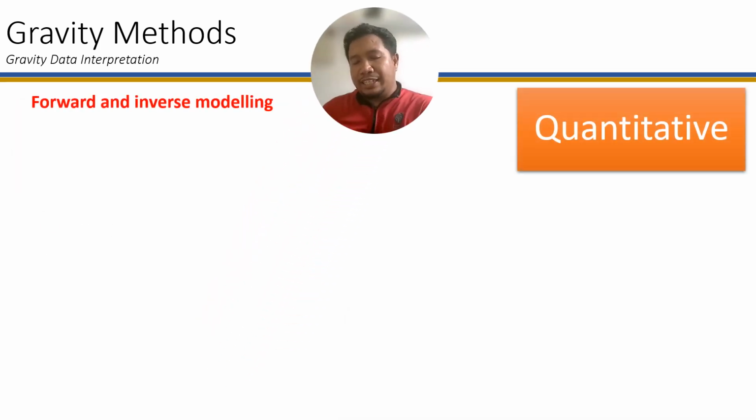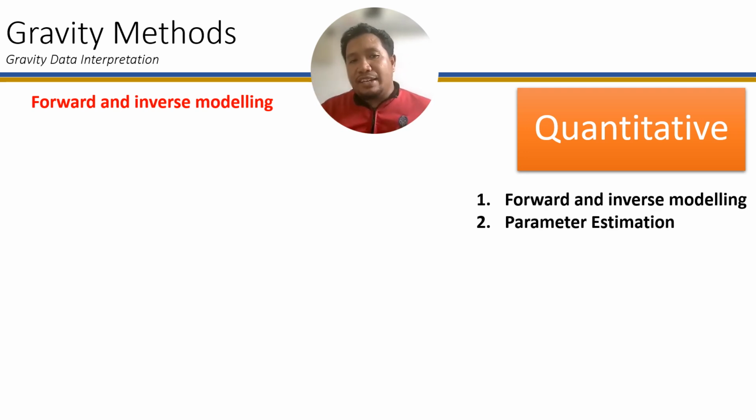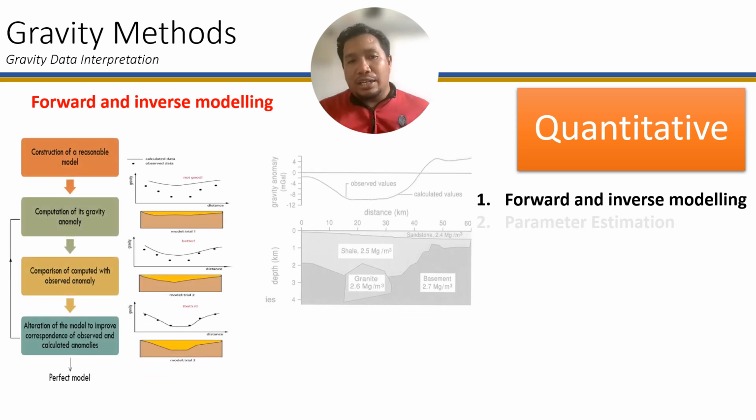Now we move into quantitative interpretations. Quantitative interpretation involves the numerical analysis of gravity data to create detailed and precise subsurface models. It uses mathematical and computational techniques to derive physical properties and geometries of subsurface structures. In fact, the anomaly frequency separation for regional and residual anomalies that we discussed just now is also part of quantitative interpretation. The key aspects always involve forward and inverse modeling and also parameter estimation. So we look into forward and inverse modeling first.